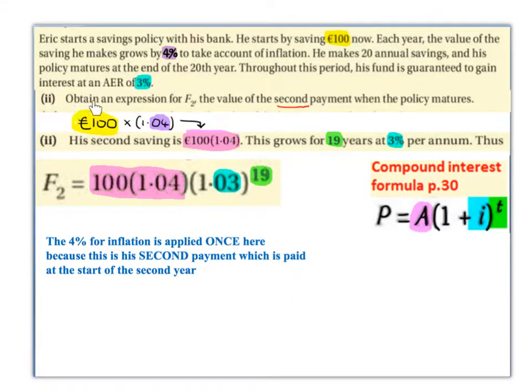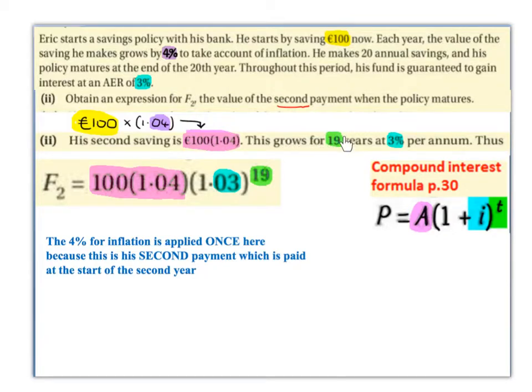Part 2. Obtain an expression for F2, the value of the second payment when the policy matures. So again, we use the compound interest formula. His second saving is €100 times 1.04. So where did we get this from? Well, the €100 is the amount he saves, and the 1.04 comes from the 4% inflation. So that's going to be our A, 100 times 1.04. It's the €100 he's saving times the 4% inflation.